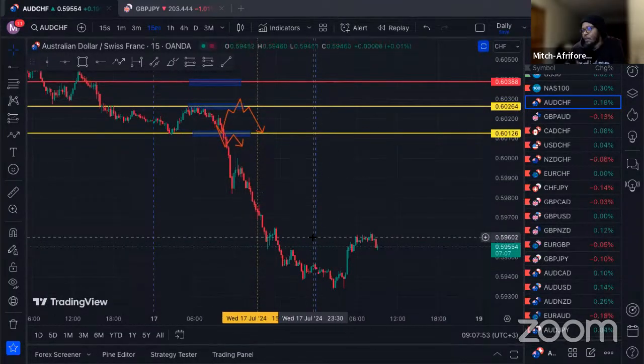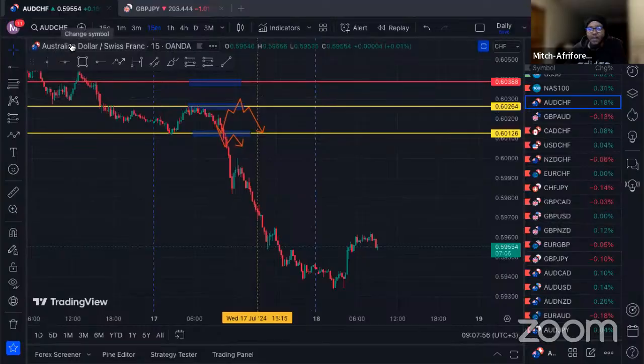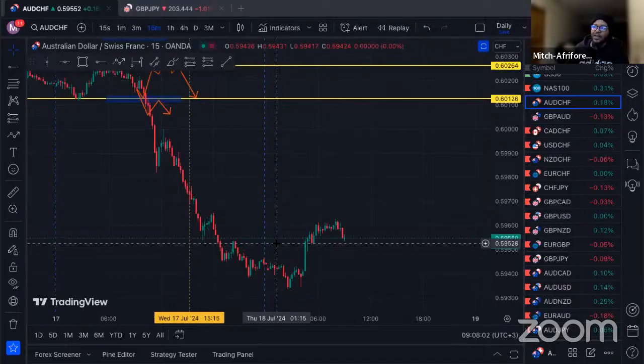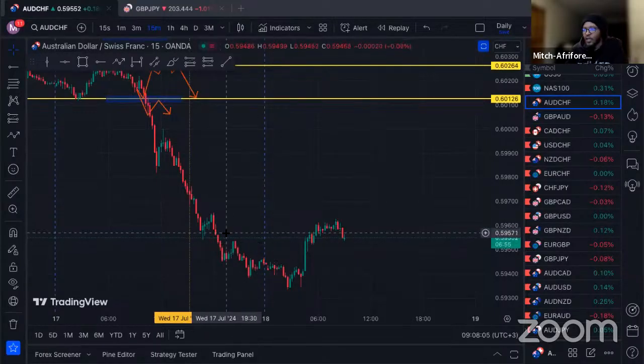Unfortunately, today is not a pair that we're going to be looking at because we did have some Australian dollar fundamentals, and you can see that Australian dollar strength that came in during the Asian session. That's the reason why this pair is going to be off our watch list for today.